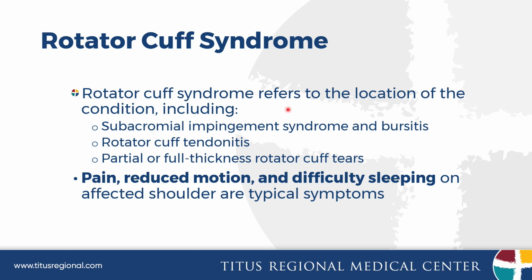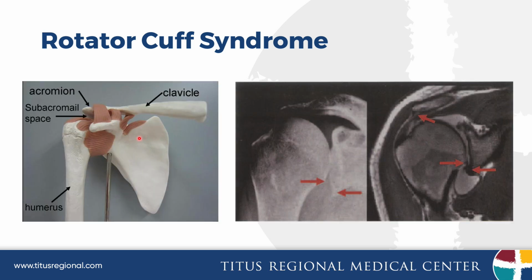Rotator cuff syndrome refers to the location of the condition, so of course affecting the shoulders, but most patients would notice that they would have pain, reduced motion, or even difficulty sleeping on that affected shoulder. You can see here, this is an example of what the shoulder may look like. And then shown here on this image right here, there may be a tear on the rotator cuff that may lead to pain.